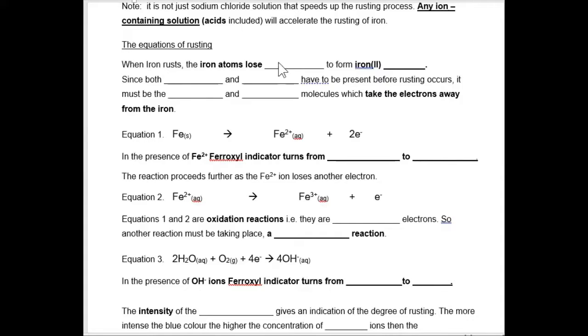When iron rusts, the iron atoms lose electrons to form iron II ions. Since both water and oxygen have to be present before rusting occurs, it must be the water and oxygen molecules which take the electrons away.